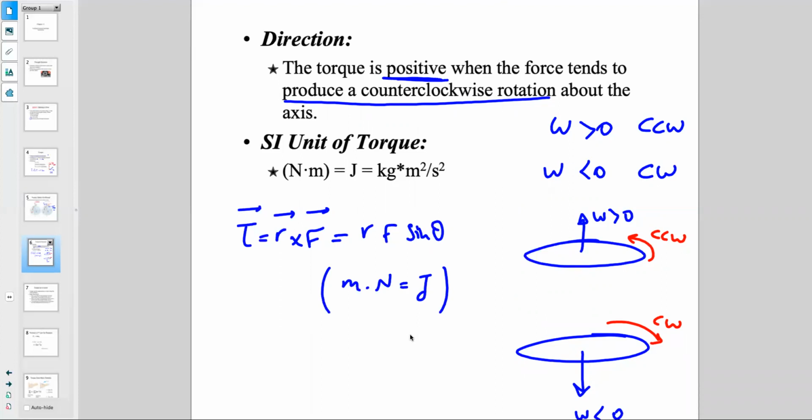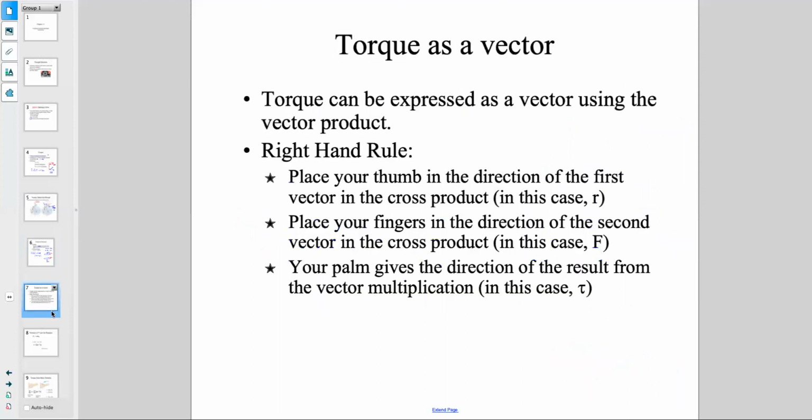All right. Which is, by the way, equal to kilogram times meters per second squared. Or in other words, kilogram times meters squared over a second squared. So torque as a vector. Torque can be expressed as a vector. It is a vector. I just showed you that it is a vector product.